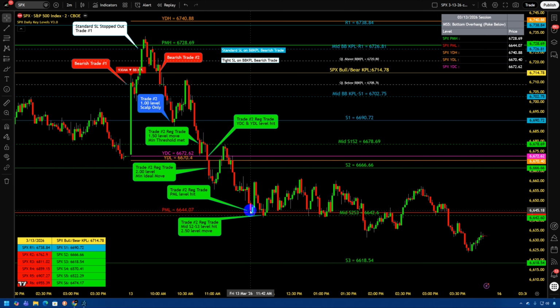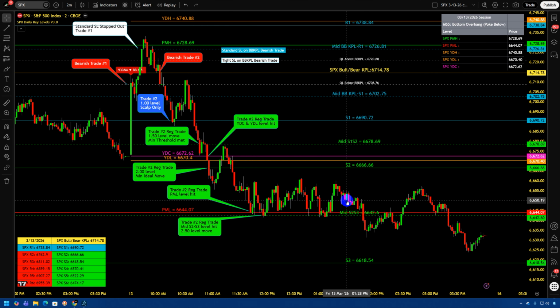Then on this 11:42 a.m. candle here, we have a hit of the pre-market low level. So that is your additional waypoint here. And then finally on this candle here, 11:56, we have a hit of the mid S2, S3 level. That is now a 2.5 level move in your favor.